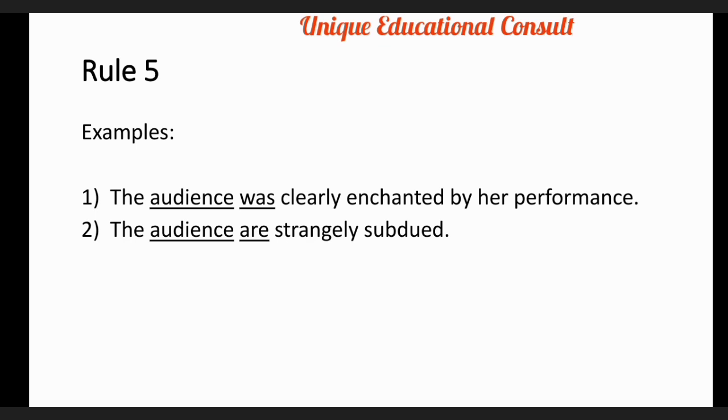Sentence number 1, we have the audience was clearly enchanted by her performance. We have audience there, and audience is meant to be a singular entity. But here we have was, which is what? A singular verb as well. Now, the second one shows the plural use of the verb. We have the audience are strangely subdued. You can see that as well.